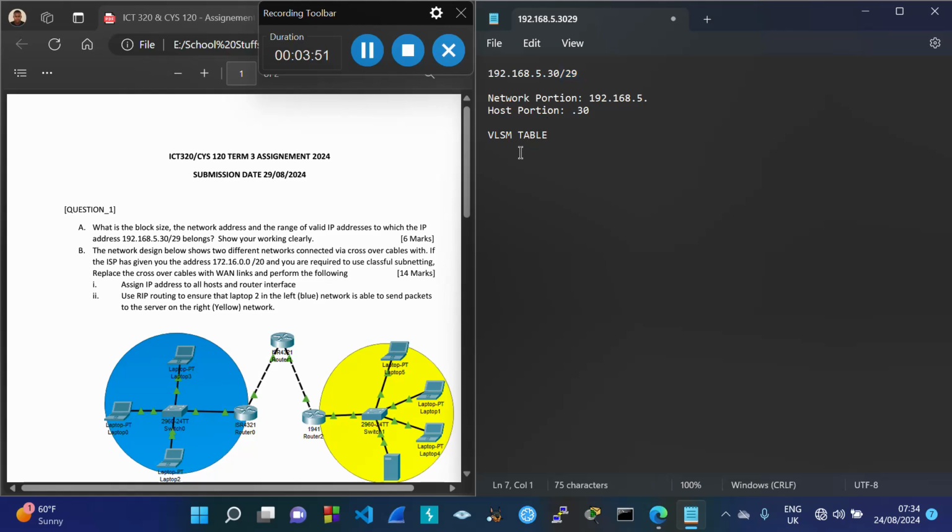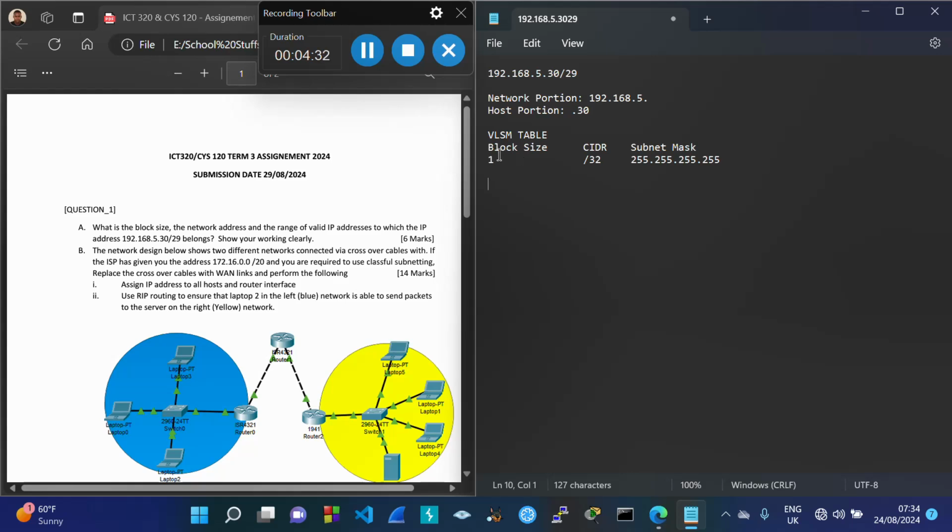A VLSM table starts with the block size, then CIDR, which is classless inter-domain routing, then the subnet mask. I'll explain these terms one by one. The block size starts at 1, then CIDR starts at 32, and the subnet mask is 255.255.255.255. Now let me explain from here.